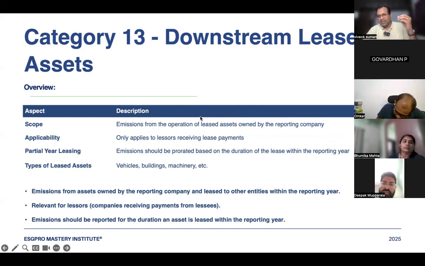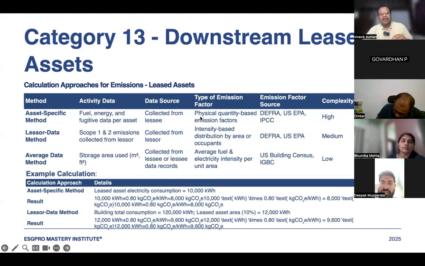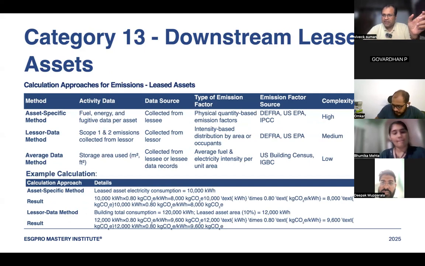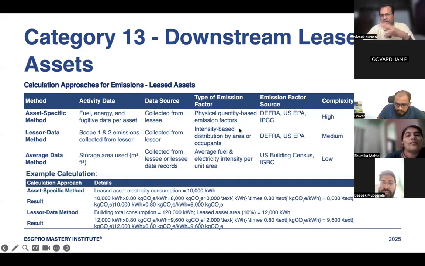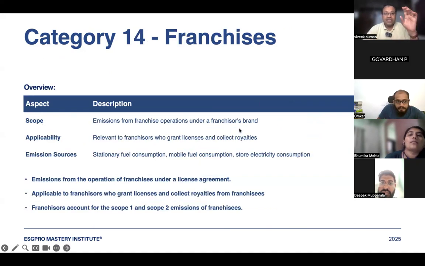Look into the construction material, right? If you are looking at the same as what we discussed there, asset specific method is the ideal. Then the lesser data, the lesser who has collected the data, from them you should be taking. And finally, average data. If you have nothing, per square meter how much emission will be the ideal emission here. Franchisee, we have already learned, any emission happening at the franchisee level, which is under the brand he's operating.